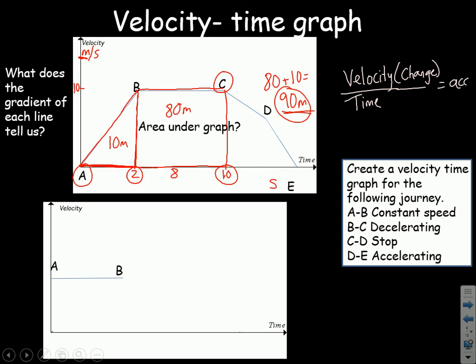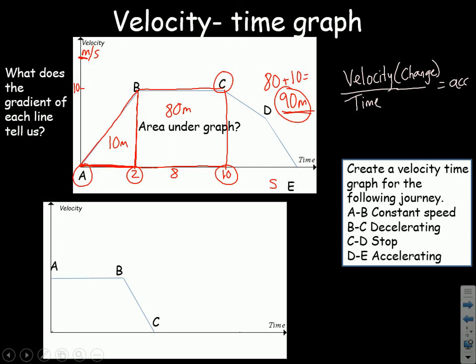Alright then, let's look from B to C. So B to C, we say that the object is decelerating. And I'll go a bit further, I'll say it's decelerating at a constant rate. Therefore the graph will show a straight line, and it will be going in a downwards pattern. And we also can see that from C to D it stopped. Therefore from B to C the line must have gone all the way down to the bottom. And that's what we can see there. So the velocity has decreased, it's a straight line, so we know it is uniform deceleration.